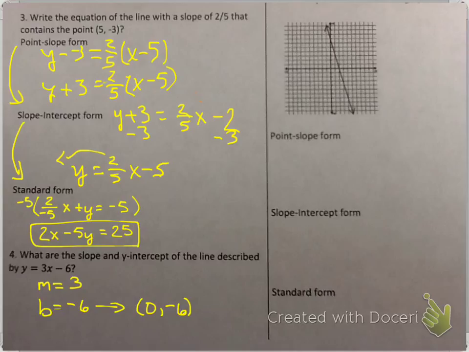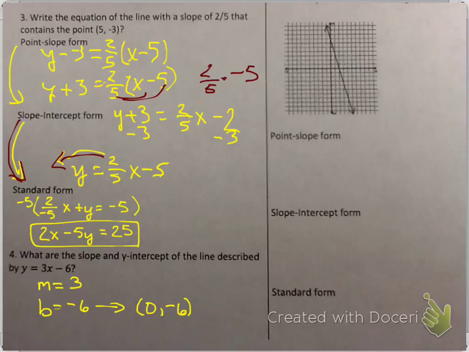Distribute to go from point slope to slope intercept. Distribute. That's how I ended up with this negative 2. 2/5 times a negative 5 gives me a negative 2. Subtract 3, since they're both the same sign, you would get negative 5. Then to go from slope-intercept to standard, move the x over.